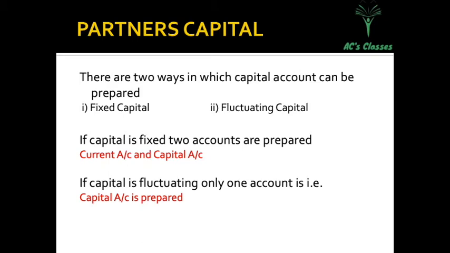Therefore, both capital account and current account will have balances. Sometimes the current account may not have a balance, but the capital account will surely have a balance. If the capital is fluctuating, only one account is prepared, which is called the capital account, and all entries which are there in the profit and loss appropriation account are transferred to the capital account.